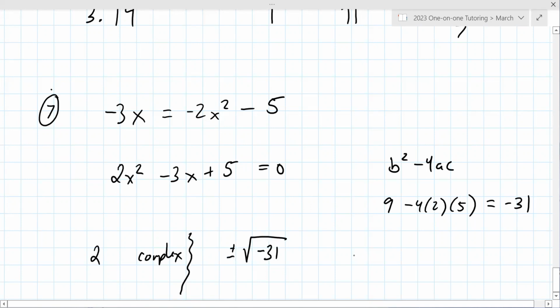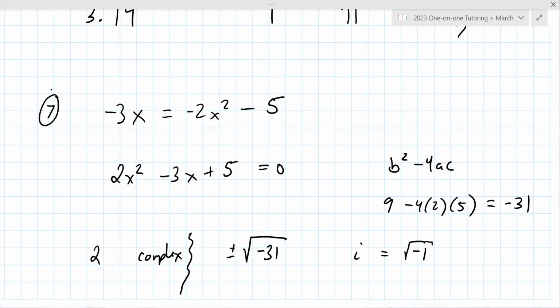And that's where you're going to introduce this i. You remember that from earlier in the course or other problems? Yeah. i is the square root of negative 1. There is more to it than that, but that's where they leave it for you in Algebra 2.